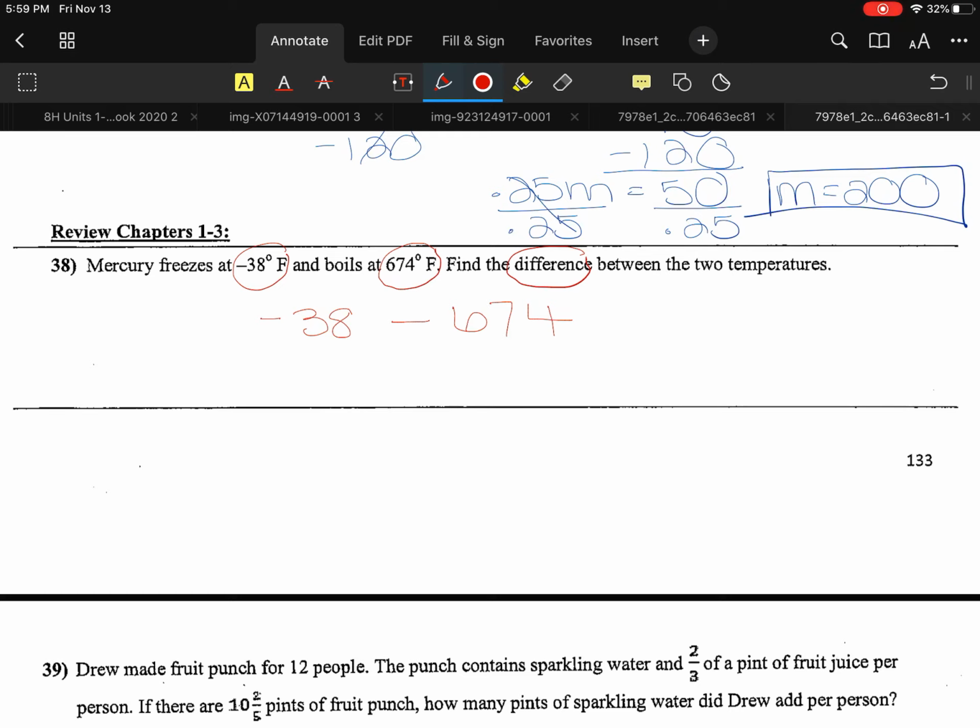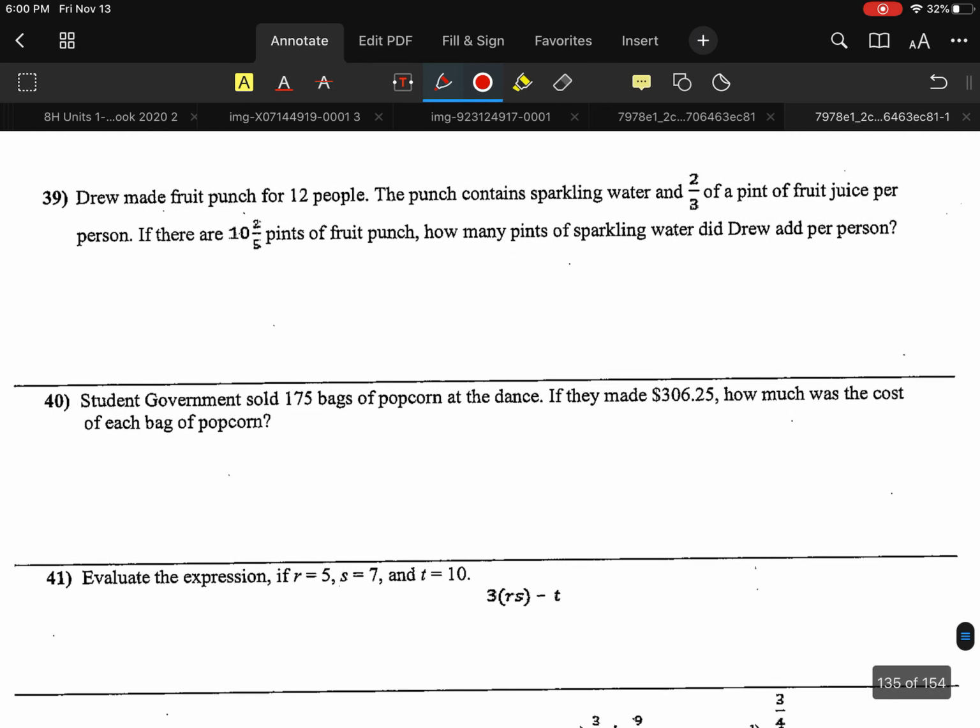If you're using a calculator, the calculator is going to end up adding these because the signs are the same. If you want to sneak a plus sign in here, signs are still the same. They both have negatives. We add and keep the sign. So you could do negative 38 plus negative 674 or negative 38 minus 674. Either way, the answer is negative 712.